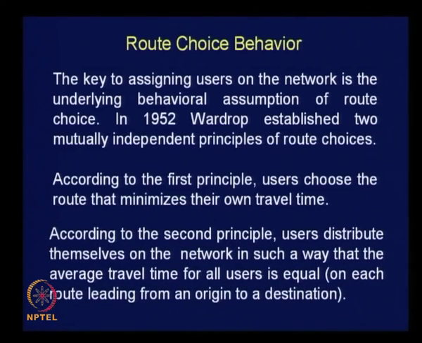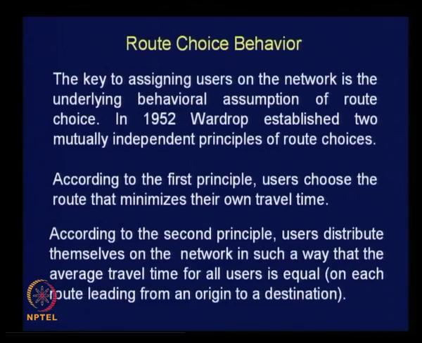According to the second principle, users distribute themselves on the network in such a way that the average travel time for all users is equal on each route leading from an origin to a destination. How is it possible? Let us say there are 3 alternative routes available for travel from zone 1 to zone 2. As per this statement, the users distribute themselves in such a way that the travel time is almost the same on all the routes.